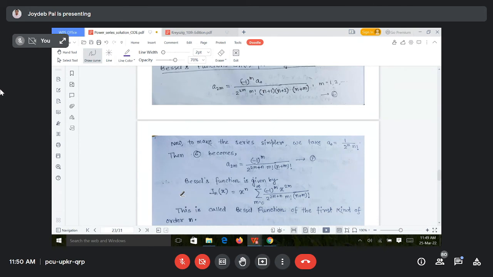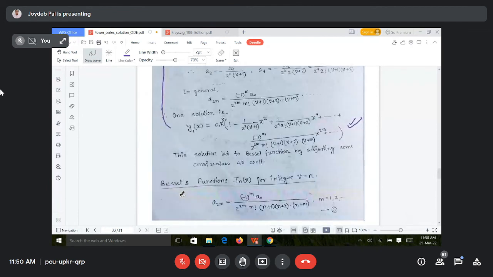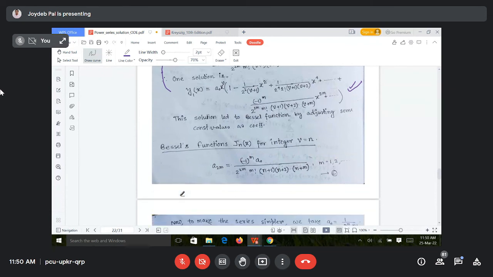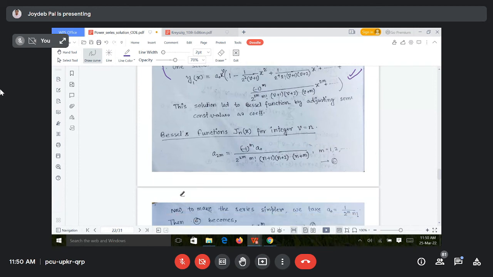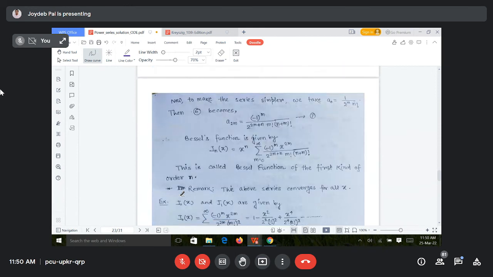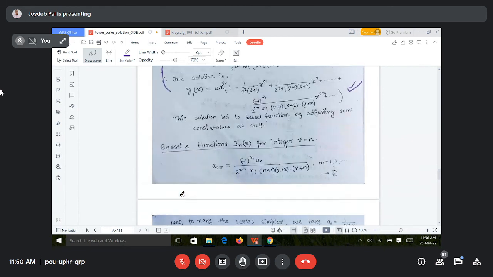In Legendre's equation, we got a polynomial, and we multiplied that polynomial by some constant to get Legendre's polynomial. Similarly, we got a solution y1, and in that solution we are adjusting the coefficients by multiplying by some constant. Ultimately the form is important. How I'm getting the form is not important here. The ultimate form of the Bessel function is important.